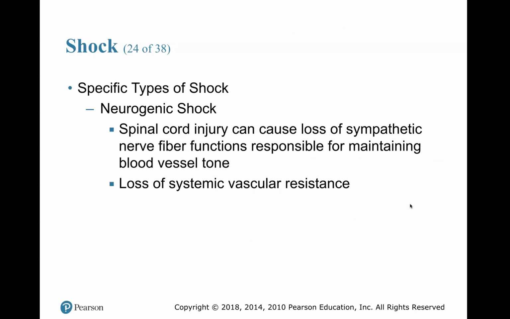Neurogenic shock. An injury to the spinal cord can cause loss of sympathetic nerve fiber functions responsible for maintaining blood vessel tone. Loss of systemic vascular resistance. That means whenever the spinal cord is injured, it causes the blood vessels to dilate, and they just will not constrict back to normal.